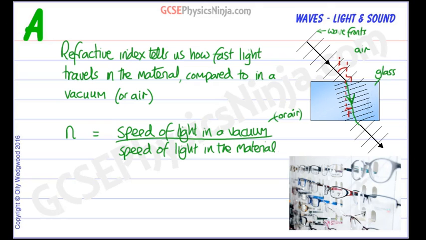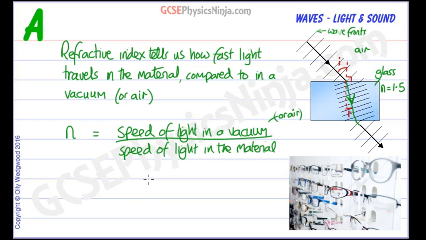And because it's traveling slower in glass, the refractive index of glass is about 1.5. So n is equal to 1.5. Depends what type of glass you've got. So that means that we're traveling at a slower speed in glass compared to in air, because we have divided by a smaller number. Speed of light in the material is smaller.